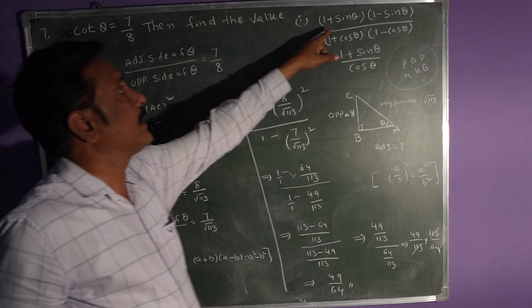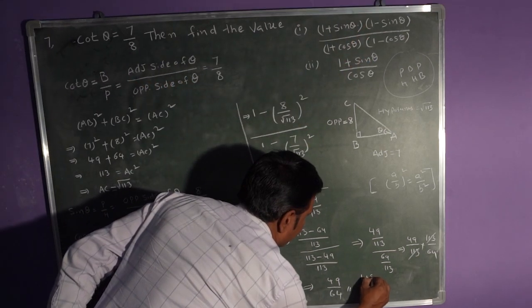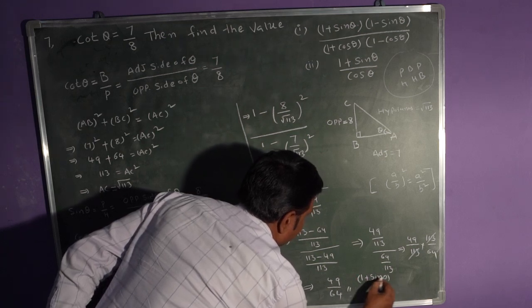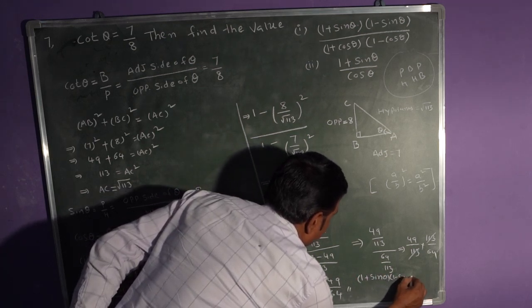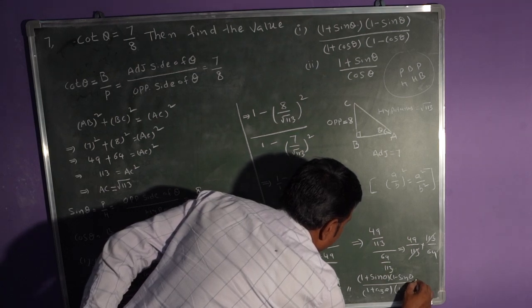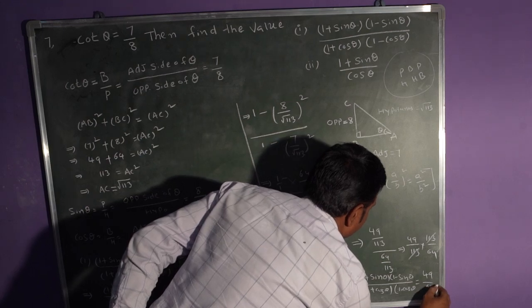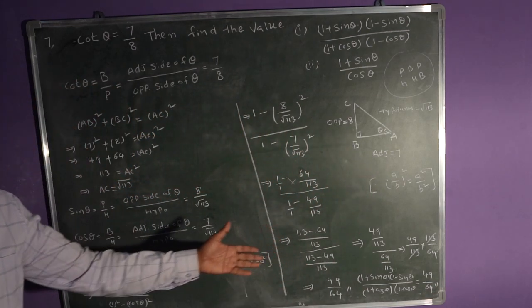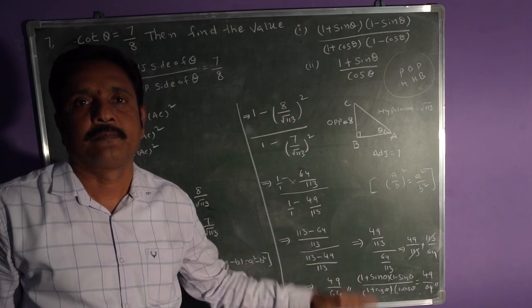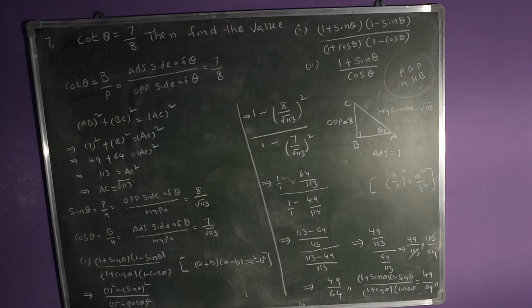Okay, 1 plus sine theta into 1 minus sine theta by 1 plus cos theta into 1 minus cos theta is equal to 49 by 64. Okay, is it clear? The first problem is closed. Next, the second one. Okay, write down.